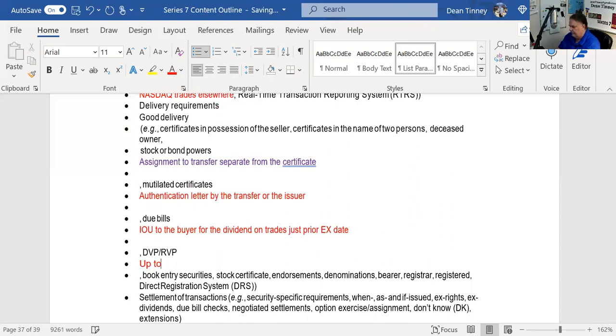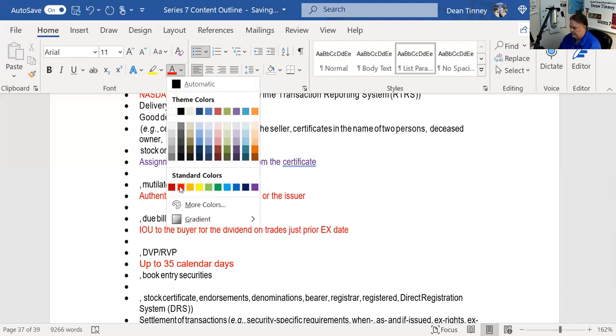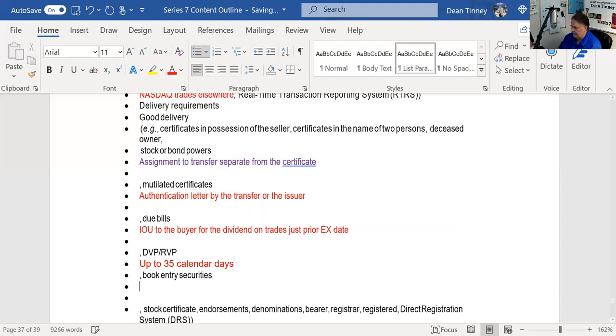And you have up to 35 calendar days to get that done. It's not going to take me 35 calendar days as the selling broker dealer, because I want my money and I want it now. We have certain securities that trade book entry, meaning there is no certificate to deliver. And so book entry would be primarily for treasury securities, and a lot of state GOs trade that way.